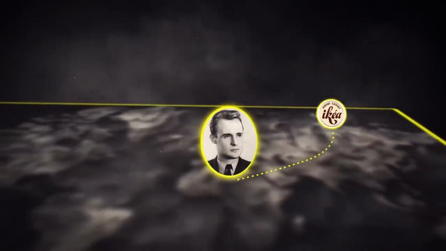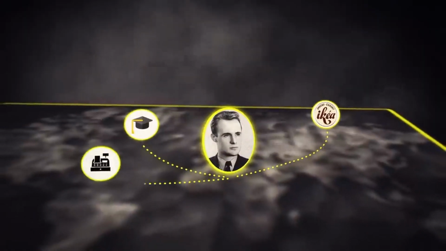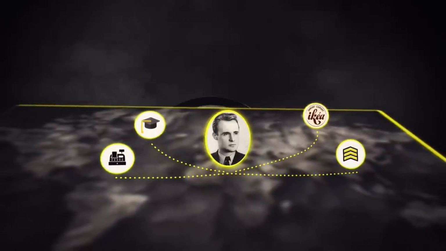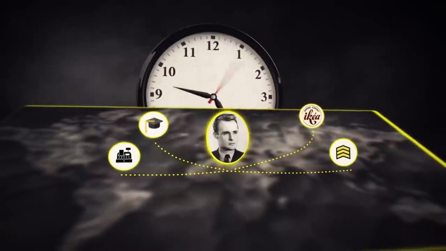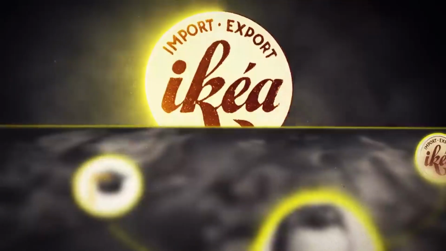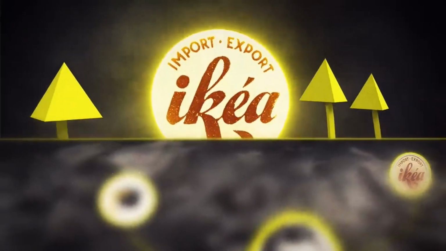From a distance with the help of his family, Ingvar studied business, worked as a store clerk, and even did military training. So the business was anything but efficient, and Ingvar worked extremely long hours, day and night. But after 5 years of this, Ingvar finally had the freedom to run IKEA full-time, and he wanted to go bigger.